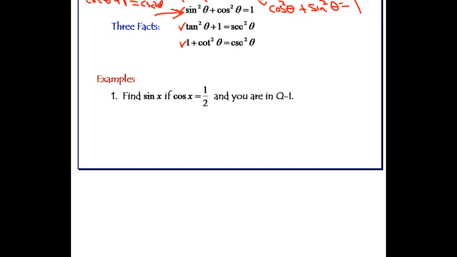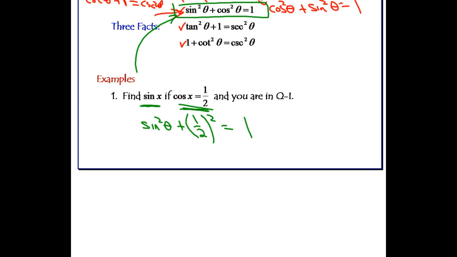All right, so how would you use something like this? Well, say they gave you the cosine, and they wanted to know the sine. Well, look at this identity right here. It's got a sine and a cosine in it. So let's try this. Let's go sine squared plus cosine squared. And cosine squared, oh look, cosine right there is a half. So I have 1/2 squared equals 1. So I'm just using this identity and I'm subbing in.